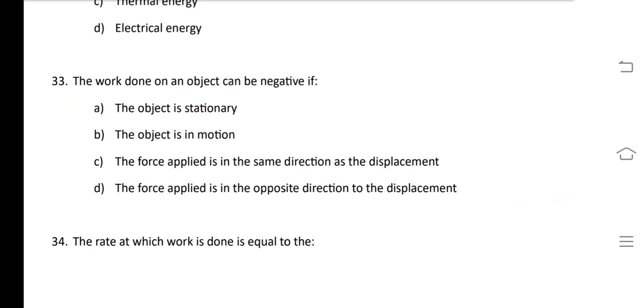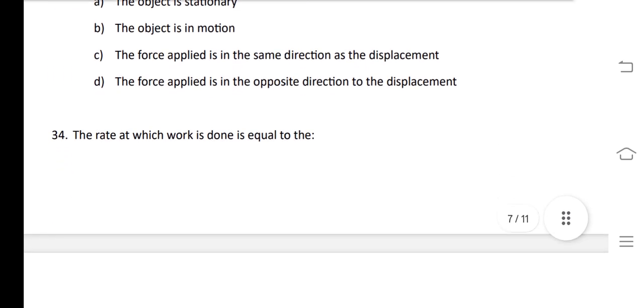Our next question is the work done on an object can be negative. This is again a repeated question. Work done can be negative if the body is displaced opposite to the direction of force applied. So option number D is correct.